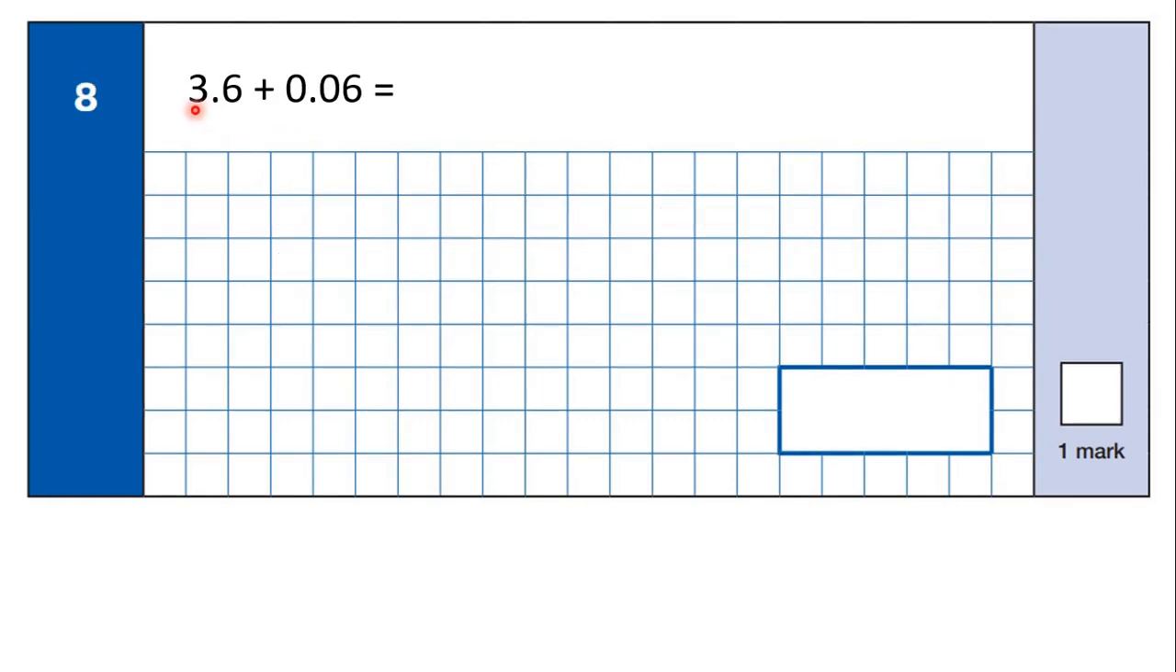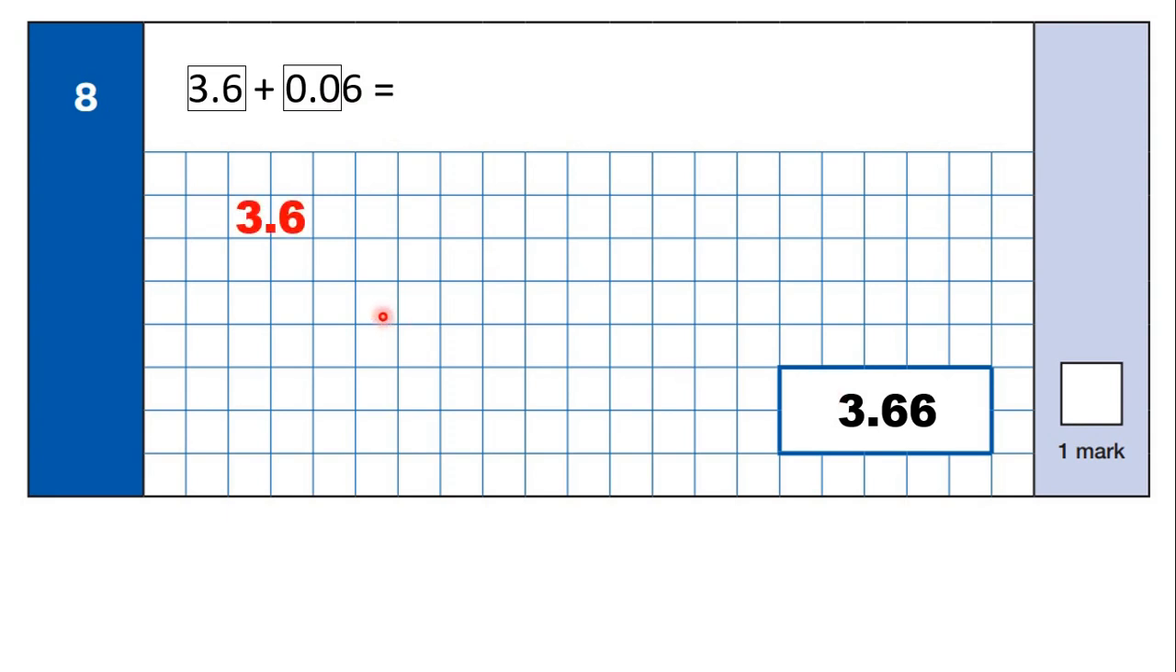Question 8, 3.6 plus 0.06. In the number 3.6, we have units and tenths, but in the number we're adding, we don't have any units and tenths, only hundredths. So our answer is 3.66.